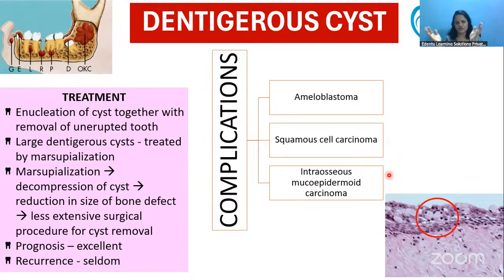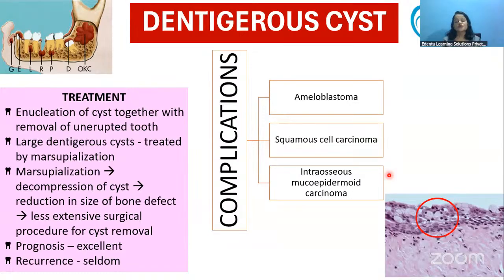Once the size of the cyst gets reduced, it will be easily enucleated. So that's what we do for large dentigerous cyst, and the prognosis is excellent, and the recurrence is not that common.